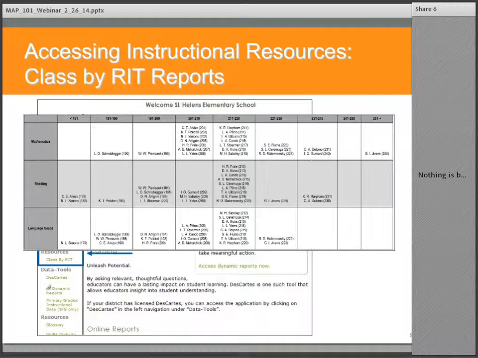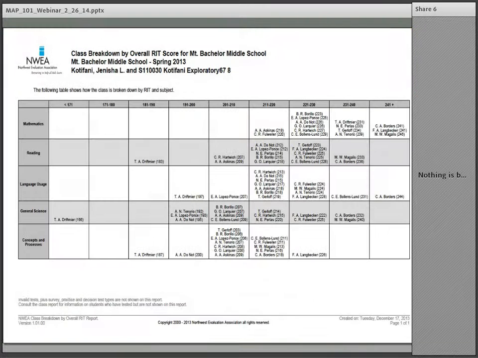Do you suppose that every student performs in the same RIT band every time they perform? That's a very, very good question. I don't know. I wonder if we could take a look at a report and trace that. Okay, let's see what we can do. Okay, let's look at T.A. Driftmeyer first. Let's highlight him.